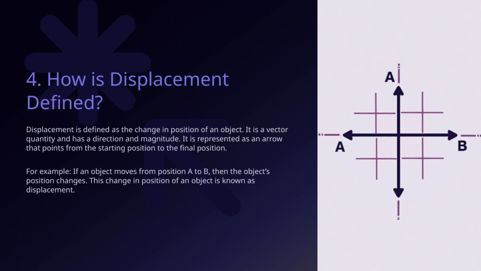We often represent this with an arrow that points from the initial position to the final position. This helps us visualize the shortest path between the starting and ending points, regardless of the actual path taken. Understanding displacement is crucial because it gives us a clear way to describe an object's overall change in position, which ties into the larger theme of motion and how we analyze movement in physics.